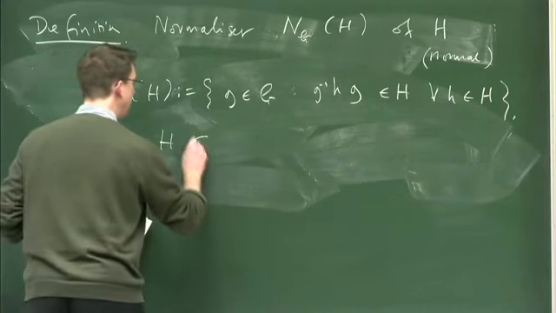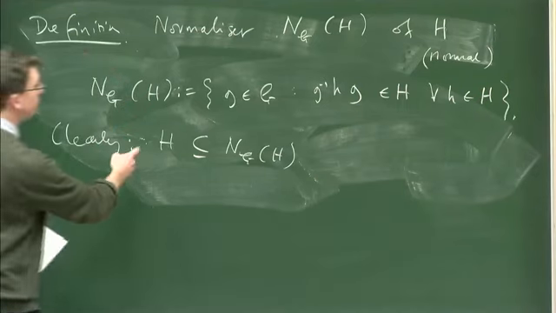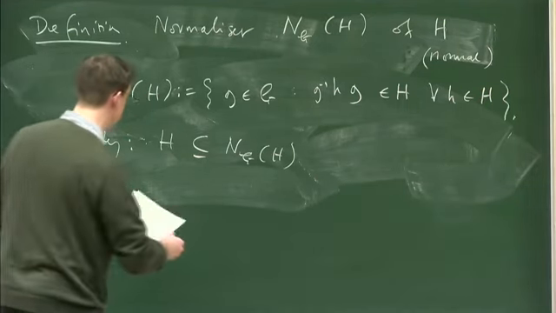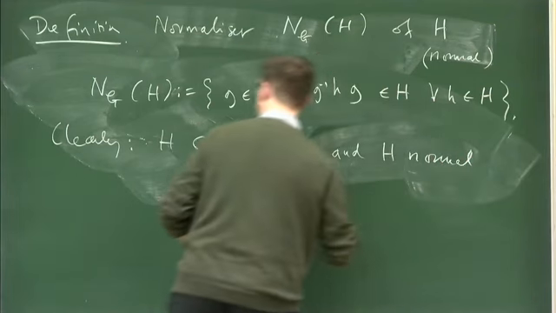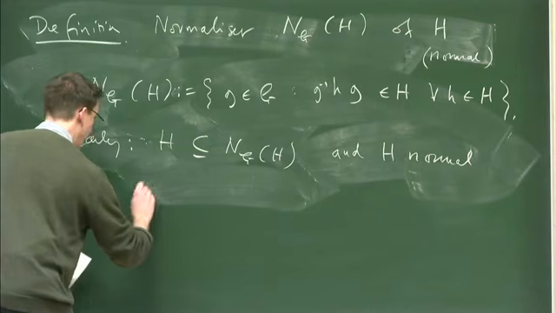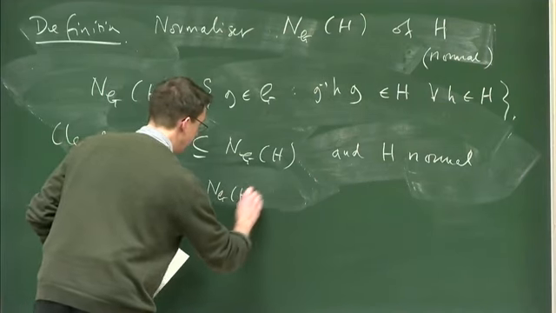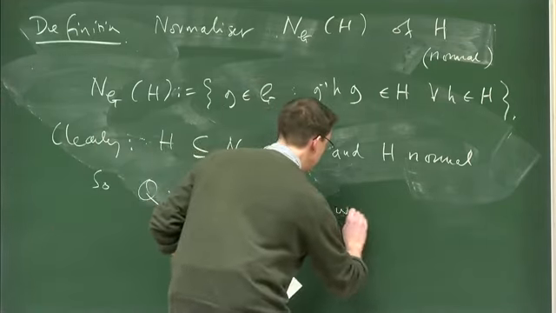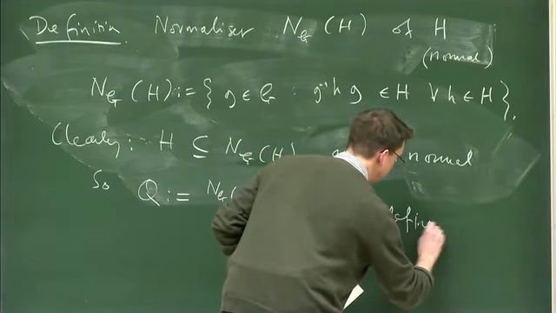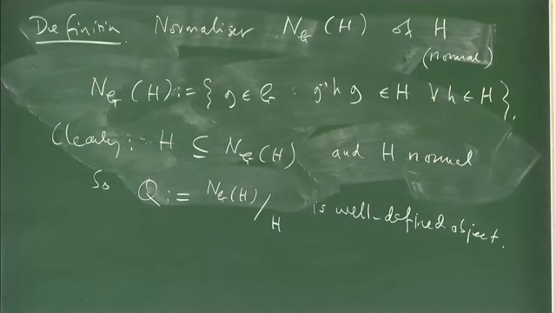So clearly H is contained in N_G(H). So the normalizer is at least as big as the subgroup that I first thought of. And H is normal, so it makes sense to quotientify it. So, with apologies for notation, Q, which is N(H) with H quotiented out, is a well-defined object. So there's a thought to hold on to from that as well.